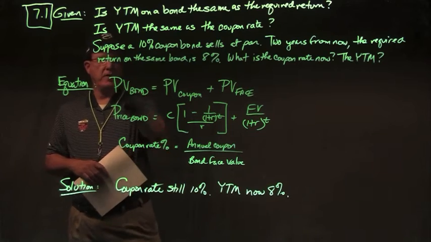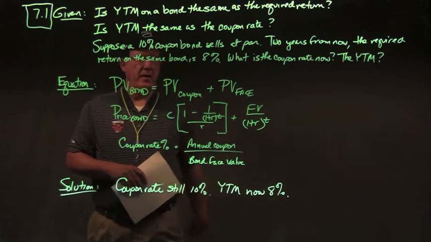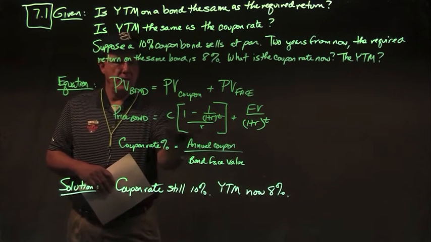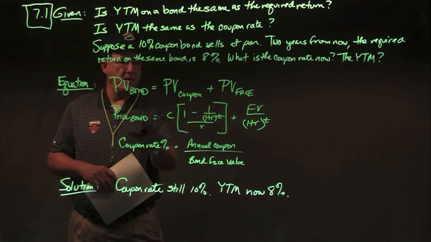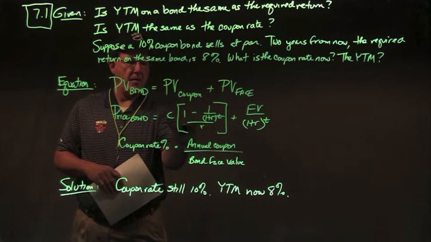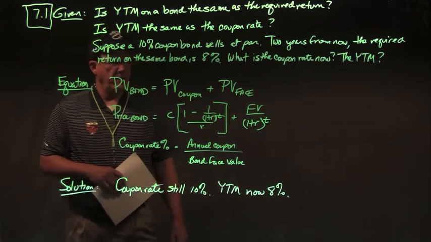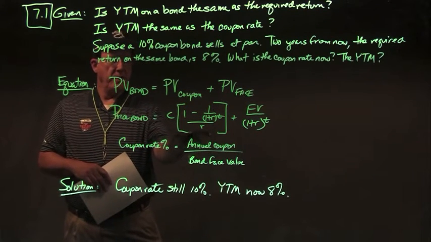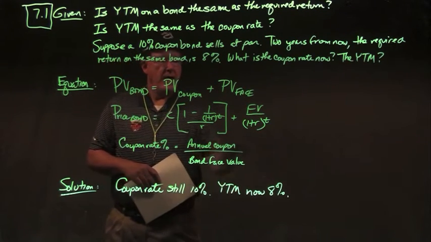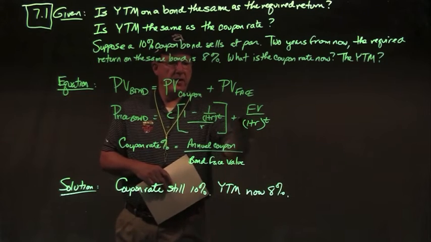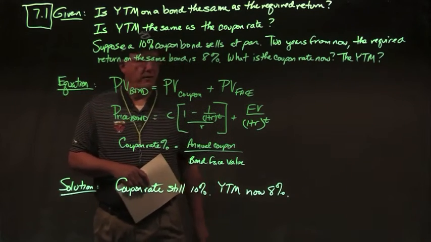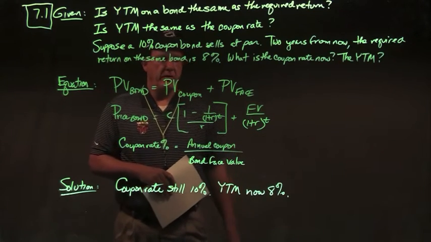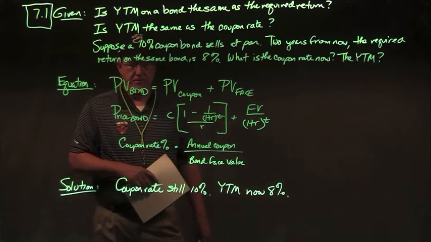Our equation is that the price of the bond, or present value of the bond, is the present value of the coupons plus the present value of the face. The present value of the coupons is C times 1 minus 1 over 1 plus R to the T, all of that over R. We recognize that from Chapter 6: that is the present value of an annuity. And the present value of the face is face value, or future value, over 1 plus R to the T. We recognize this from Chapter 5, lump sum present value.